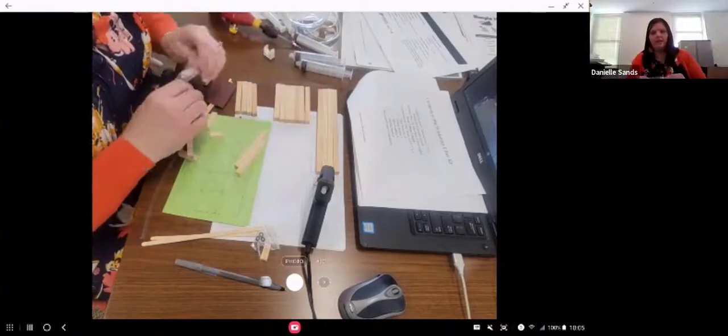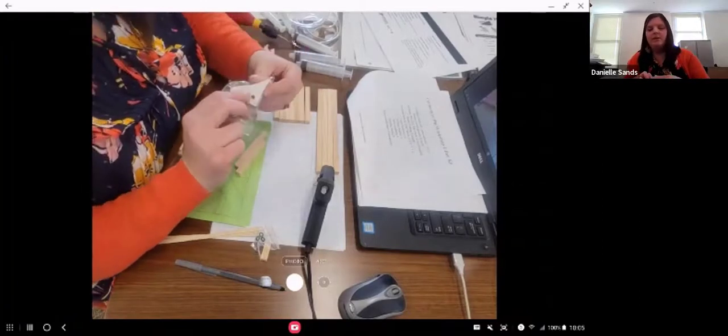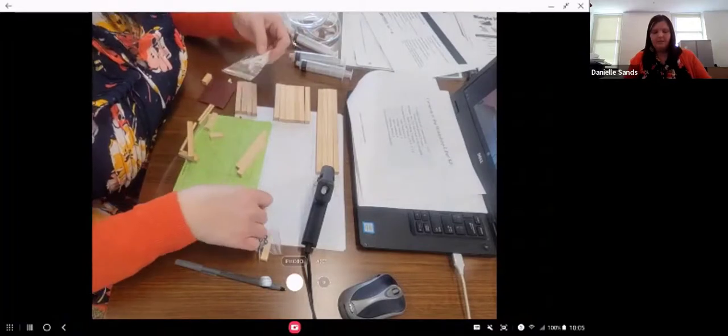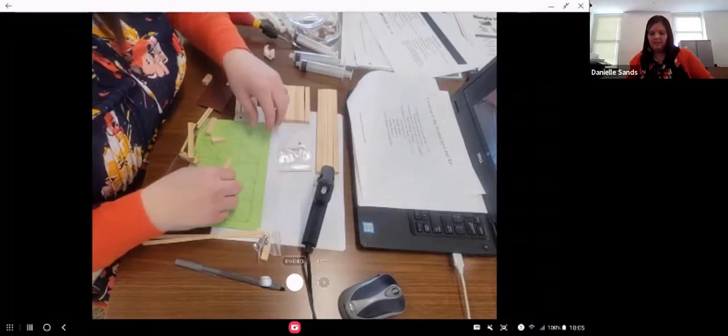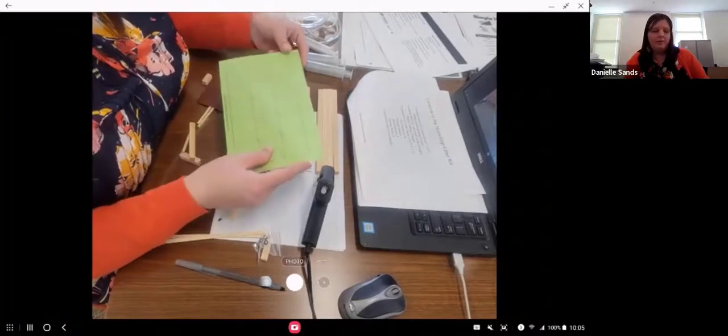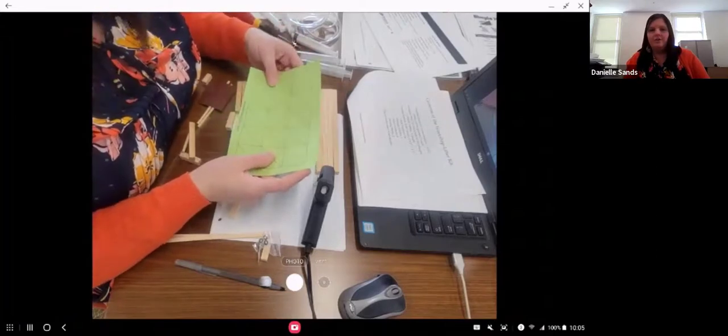And then you'll see in your kit, you have white gussets with holes in them, and you also have green gussets. And the green gussets, these pieces, you don't need all of them, but they add strength to your design.